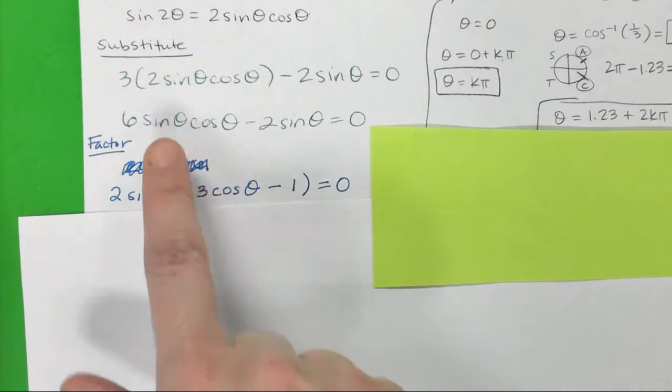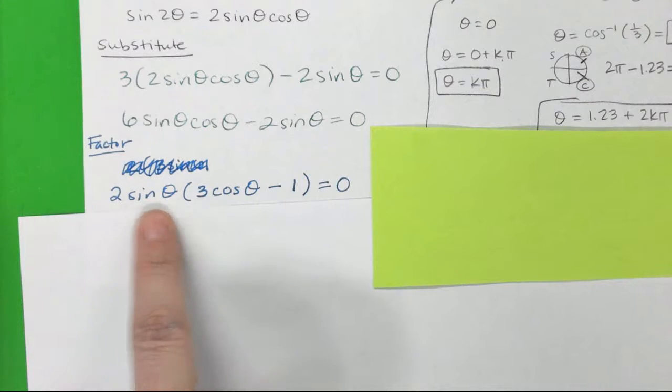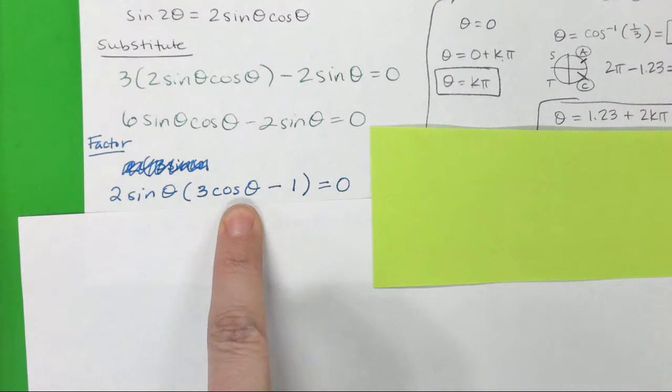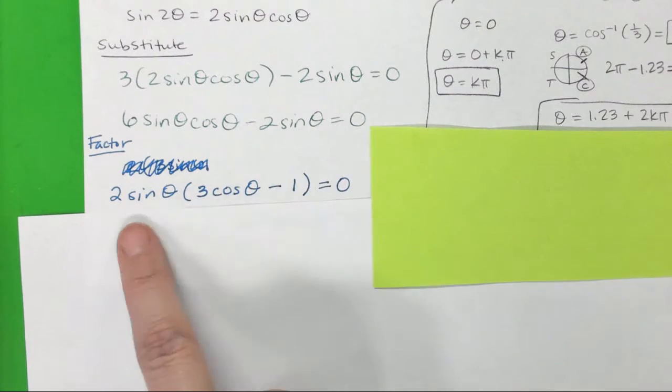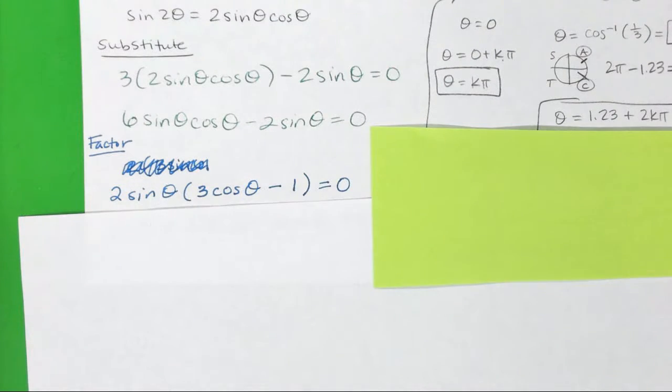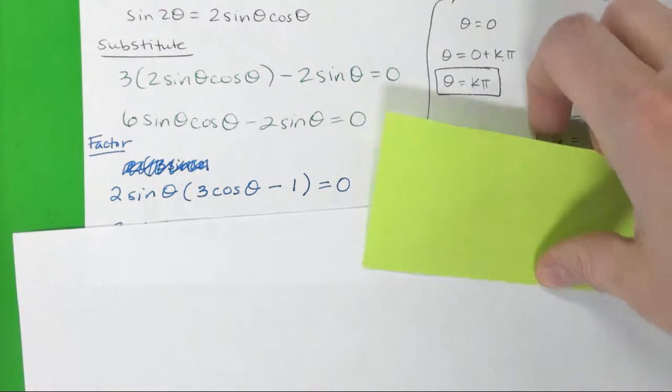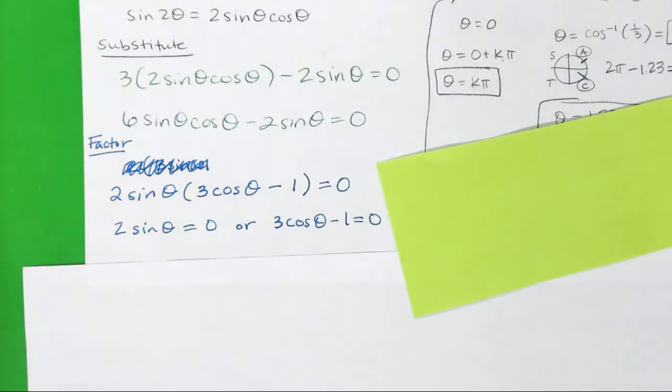by 2 is 3. If I divide sine cosine by sine, I'm going to be left with cosine. And then if I divide 2 sine of theta by itself, I'm going to be left with a minus 1. Now, once you get here, you can just solve each one equal to 0 and solve. So go ahead and do that.